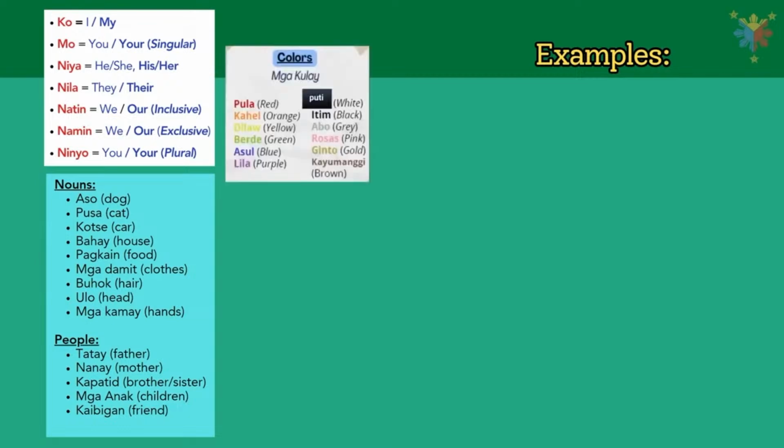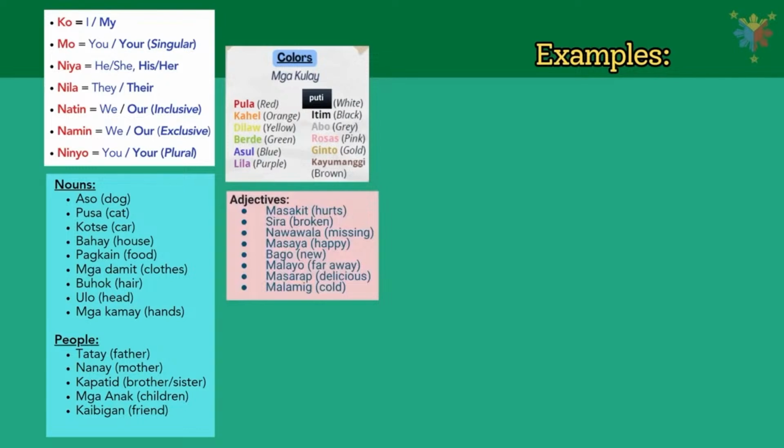And now here are some adjectives. So here are different colors, mga kulay. Pula is red, kahel, orange, dilaw, yellow, verde, green, azul, blue, lila, purple, puti, white, itim, black, abo, gray, rosas, pink, ginto, gold, kayumangi, brown.